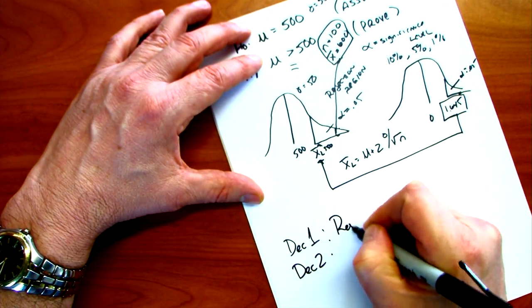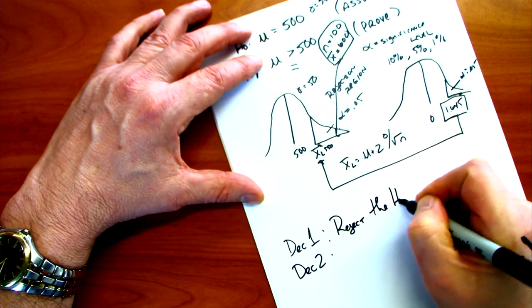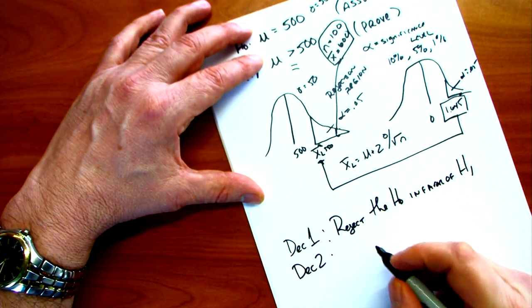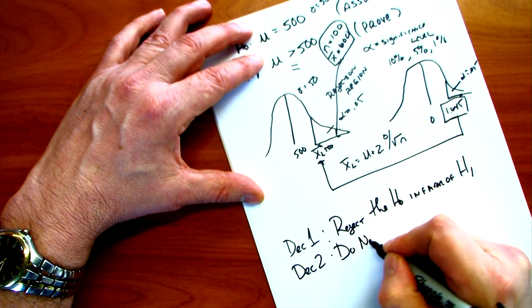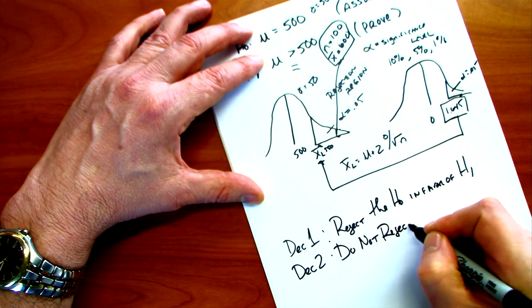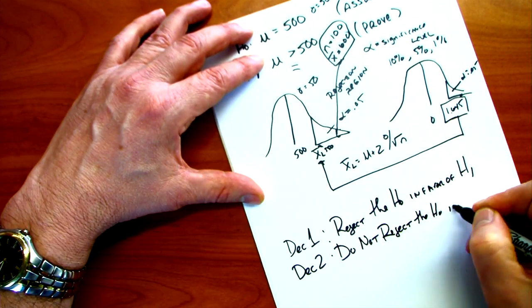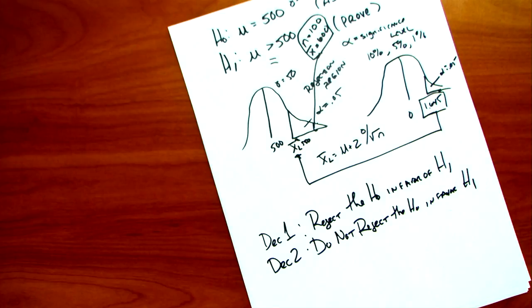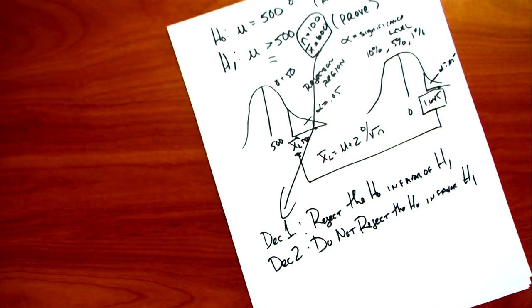Remember, decision 1 is if we have enough evidence, we say reject the null in favor of the alternative. If there isn't enough evidence, we don't say accept the null, we say do not reject the null in favor of the alternative. Just like in a criminal trial, we don't say the defendant is innocent, we say they're not guilty, right? We haven't proved their innocence, we've just said there's not enough evidence to find them guilty. So in this case, yes, it's in there. I'd make decision 1. There's enough evidence to reject the null in favor of the alternative.